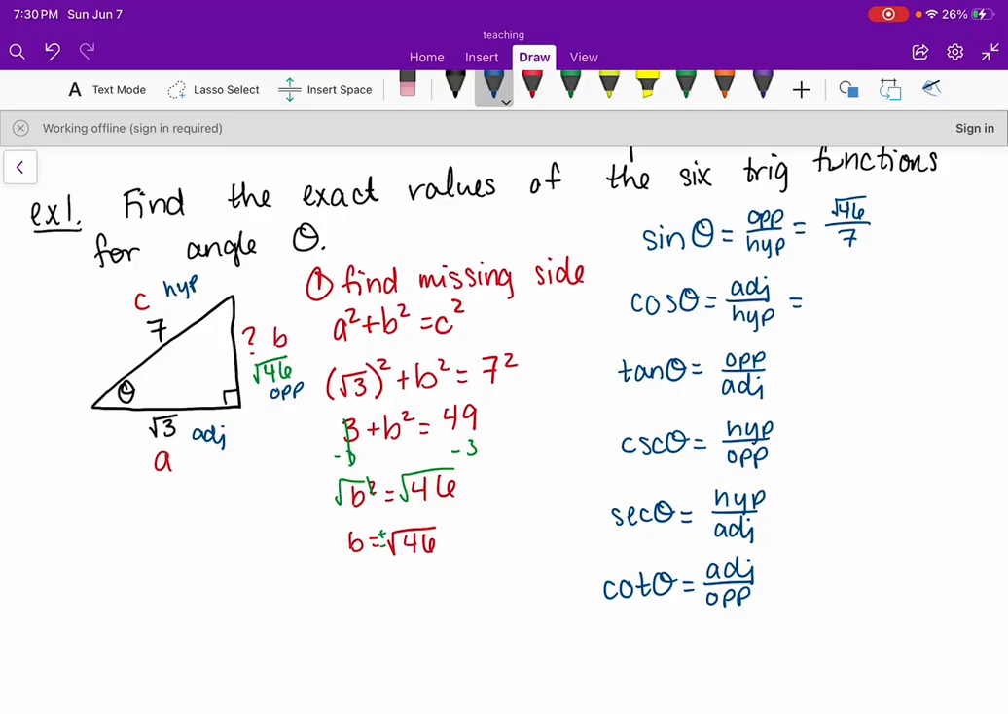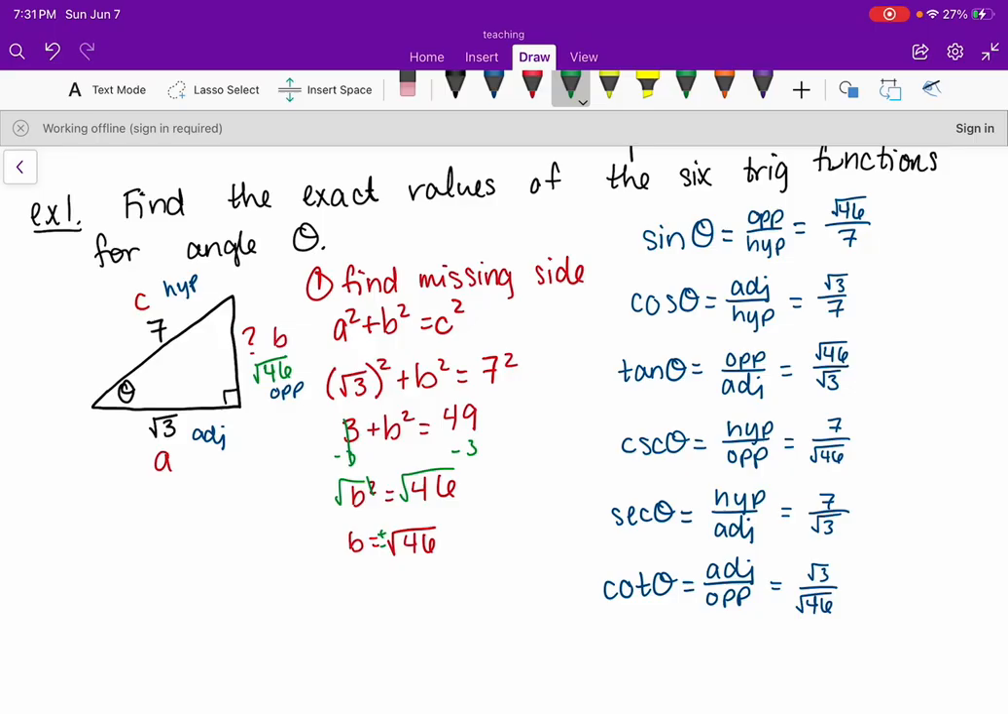Then I have my adjacent side over hypotenuse. That's going to be square root 3 over 7. My opposite over my adjacent, so that's going to be square root 46 over square root 3. Hypotenuse over opposite, so that's 7 over root 46. Hypotenuse over adjacent, 7 over square root 3. And adjacent over opposite, so that's square root 3 over square root 46.